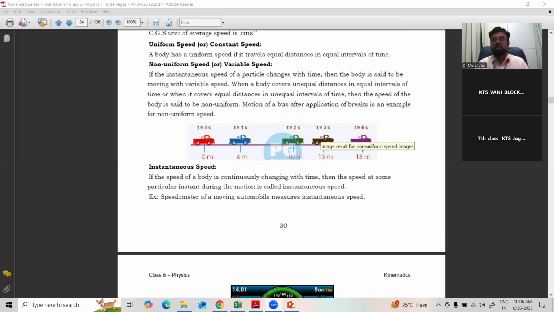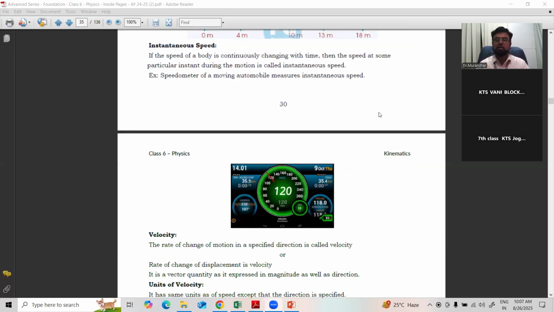When you are traveling by a vehicle, two-wheeler or four-wheeler, you can see the speedometer, what speed you are moving at any time. Right? That is called instantaneous speed. That's why the speedometer is given, either digital or not. So 120 showing means you are traveling at 120 km per hour at a particular time. Right? So this is a complete picture of the speed.